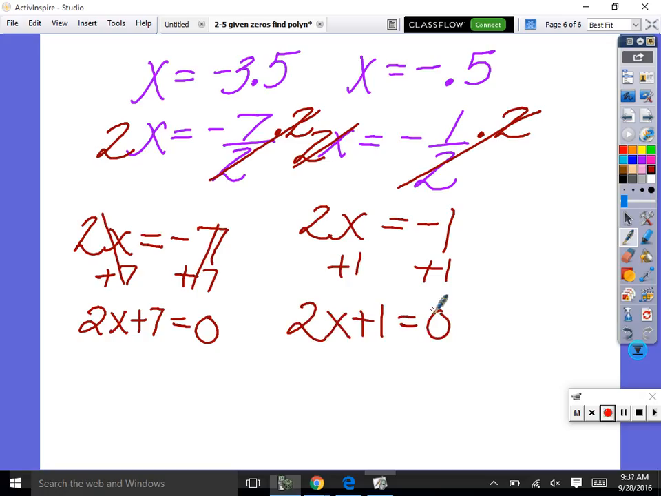Now, do you guys see how that works? Because if you were going to solve for x, wouldn't we subtract 1 divided by 2? Negative a half. Does that make sense? So now we'll put those together and multiply them out. So we have 2x plus 7 times 2x plus 1. Now let's distribute that correctly.